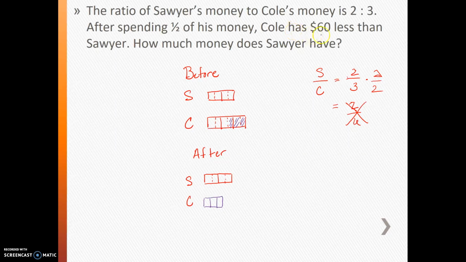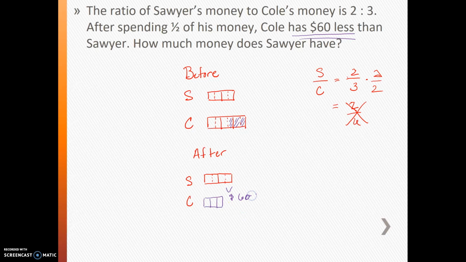Okay, now we're also told that after spending that money, Cole has $60 less than Sawyer. So if Sawyer has 4 units and Cole has 3, that 1 unit of extra that Sawyer has equals $60. My pen is doing all sorts of crazy things here, you guys. I'm really sorry. Technology problems.